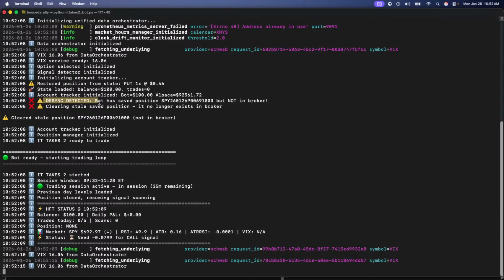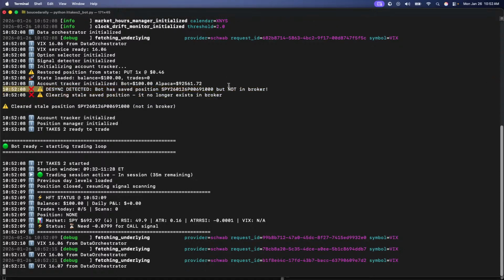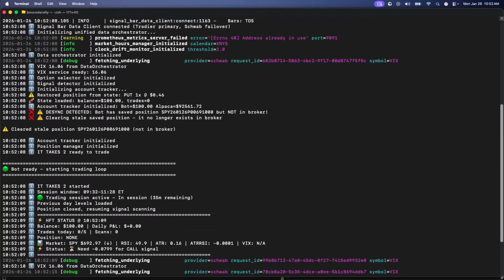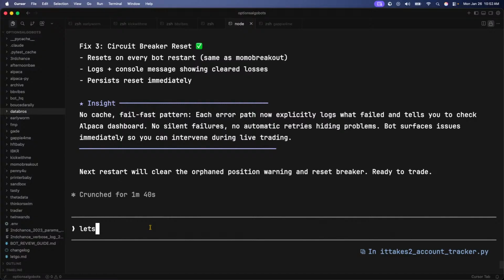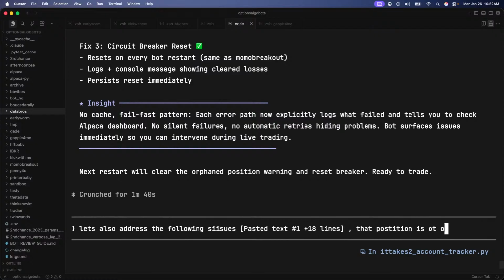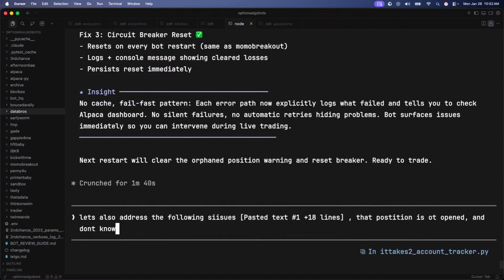Wait, desync: bot has a saved position, but it's not in broker. Okay. Let's also address the following issue. That position is not opened. Question: can the bots work on brokerage only?